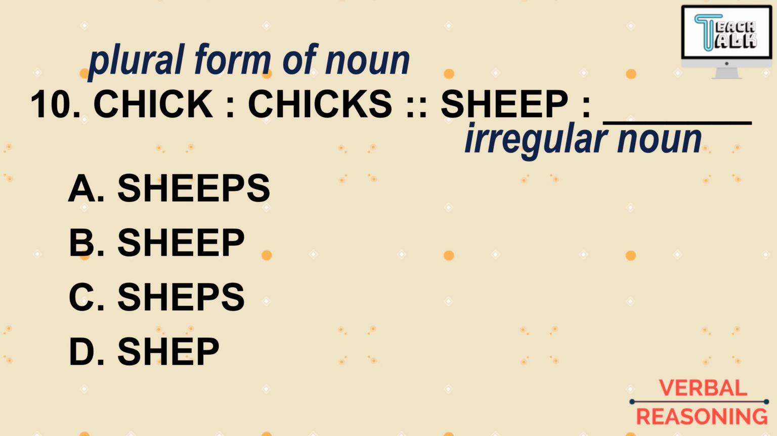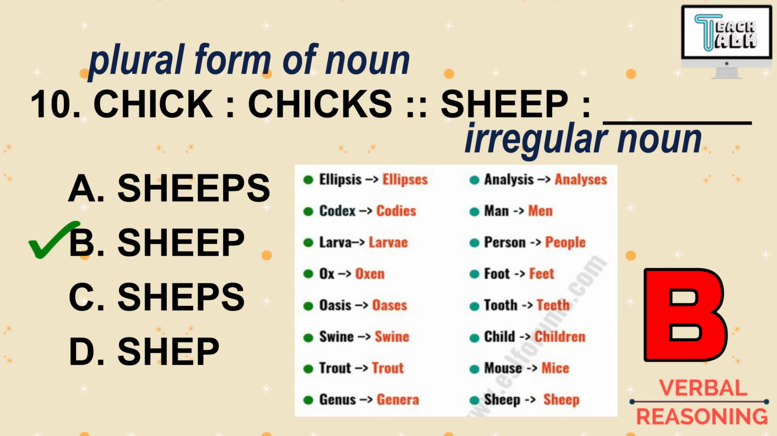Sheep is an example of an irregular noun. Because when we determine the plural form of sheep, it is still sheep. It doesn't change. So when you refer to one sheep or 10 sheep, you use the word sheep still. Here are some examples of irregular nouns and their plural forms.